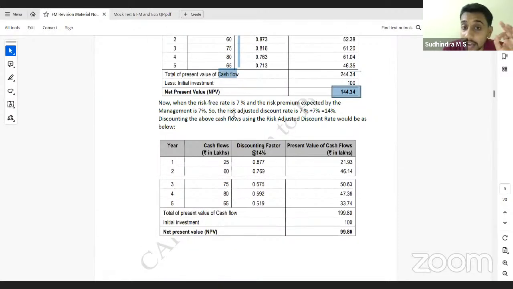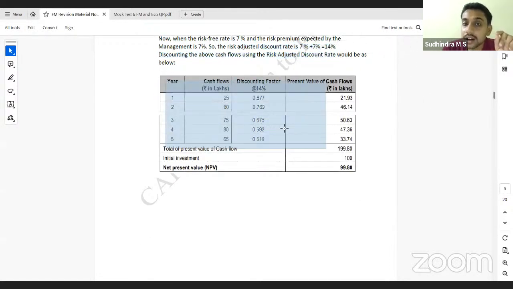Same way, writing RADR as 7 plus 7, 14%, half mark, important note. Then presentation, bringing cash inflows, present value of cash inflow, discount factor, 1 mark. Final answer of 99.8, 1 mark.